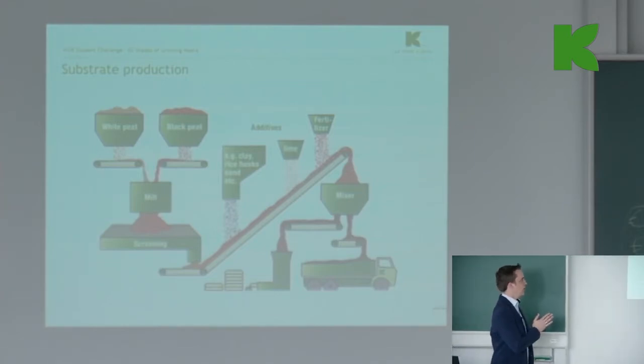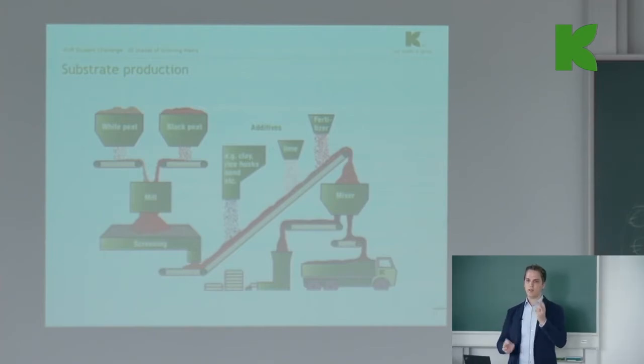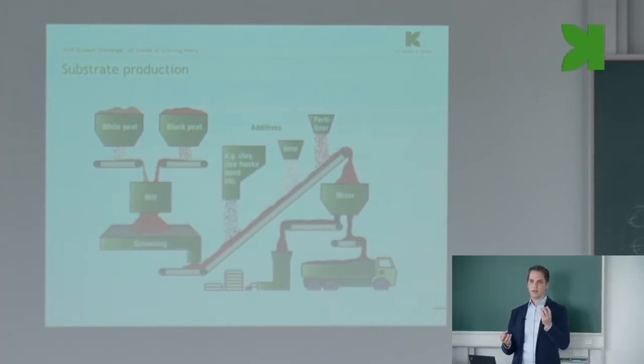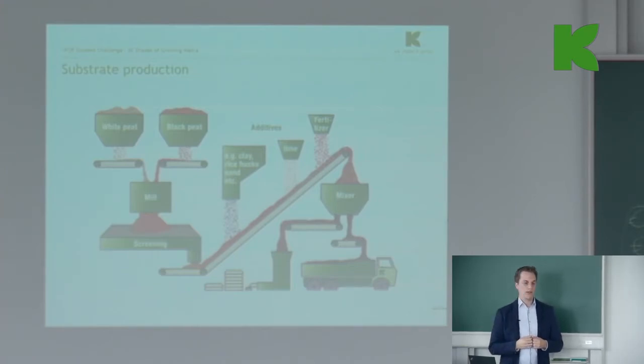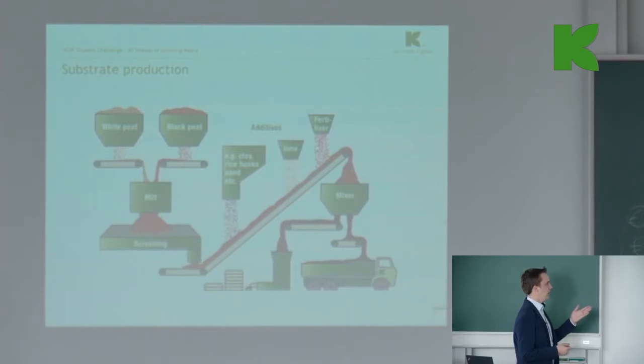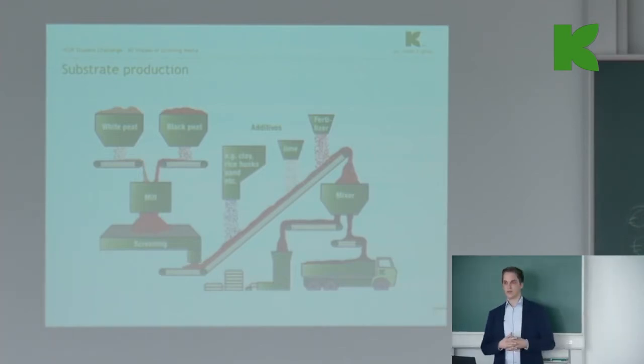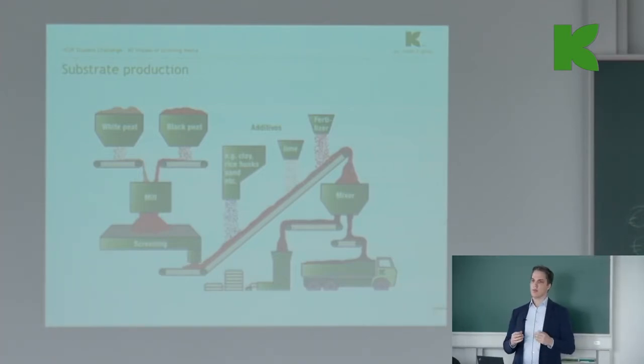We just mix together different qualities of peat: white peat, black peat, different particle sizes, different fractions. We mix it together. We mill it. We screen it, and then we add certain additives like clay, lime, fertilizer. Very important, of course, for plant growth. We mix it again to make a homogeneous mixture out of it. Then we package it, or we fill it loose on trucks, and we deliver it to our customers.